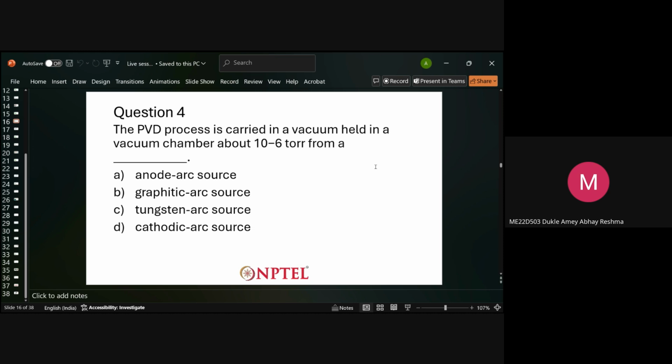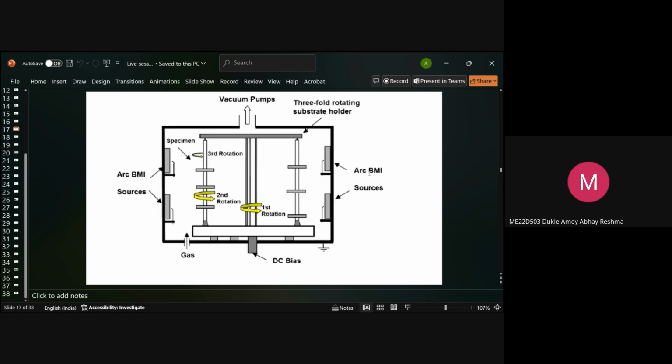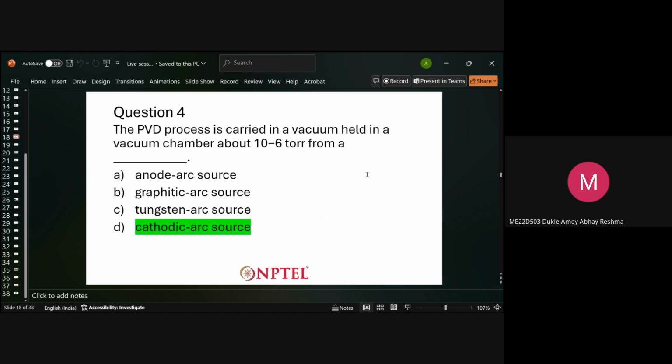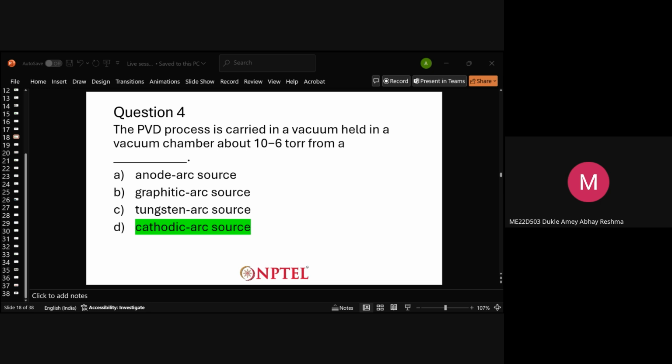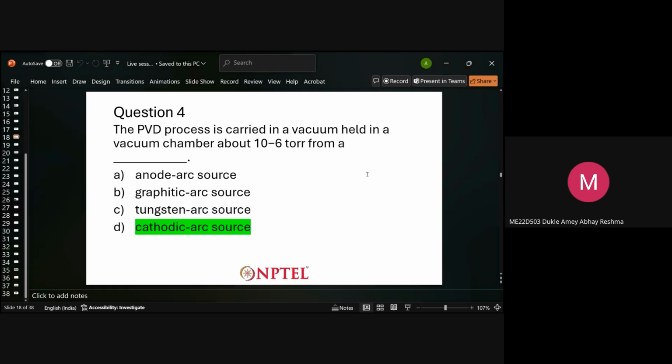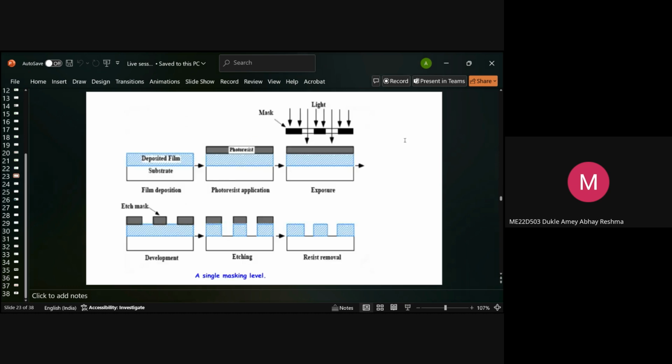Then how will you generate that? What it is asking is whether it will be an anode arc source, graphitic arc source, tungsten arc source, or cathodic arc source. This is a recall type of question. So the answer is cathodic arc source. Okay, hope this is fine, and we'll move to question number 9.